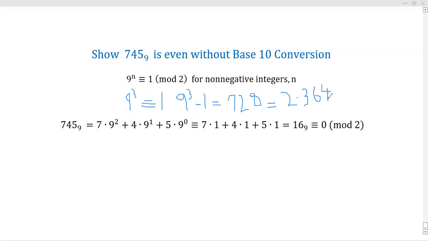All right, so the nice thing about establishing this truth, that 9 raised to the nth power is congruent to 1 mod 2, is that when we write out the expanded form down here, we can replace each of these integral powers of 9 with 1, which is what I did here, here, and here. Now notice I was careful. I kept this in base 9. It's equal to 16, the digits 1, 6 in base 9.